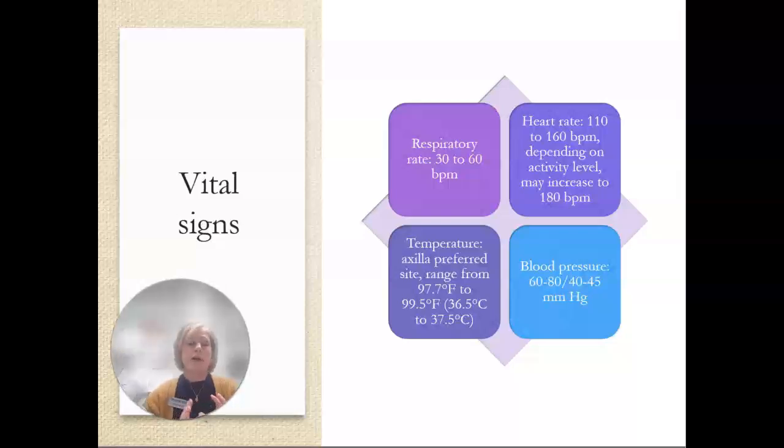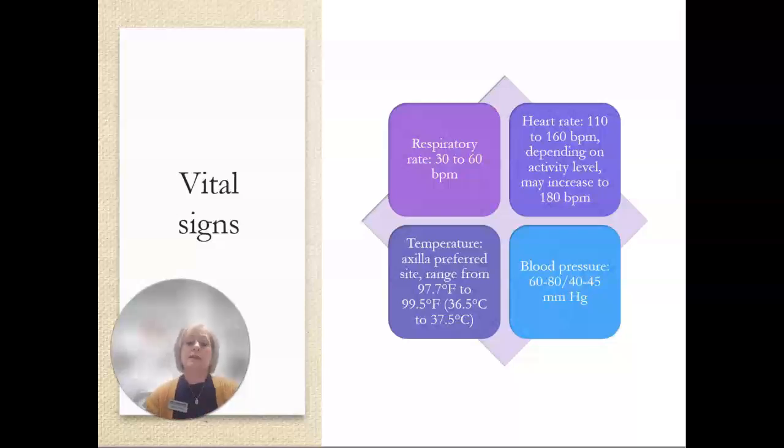tachypnea. Anything over 60, we're going to start looking for some of the nasal grunting, any kind of abdominal pushing, any type of retractions, anything like that. Sometimes that's just because they're cold. So take their temperature, warm them up, and sometimes that respiratory rate will come down. Sometimes it's because of hypothermia or hypoglycemia, so we want to look for that.